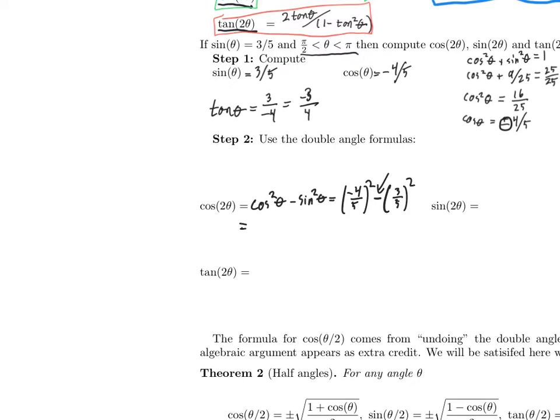So this will be, let's see, negative 4 squared is 16. The negative sign goes away. 16 over 5 squared is 16. No, 5 squared is 25. Minus 3 squared is 9. 5 squared is 25. I have a common denominator. That's good. And the numerator will just be 16 minus 9. That's 7. Cosine of 2 theta is 7 over 25.